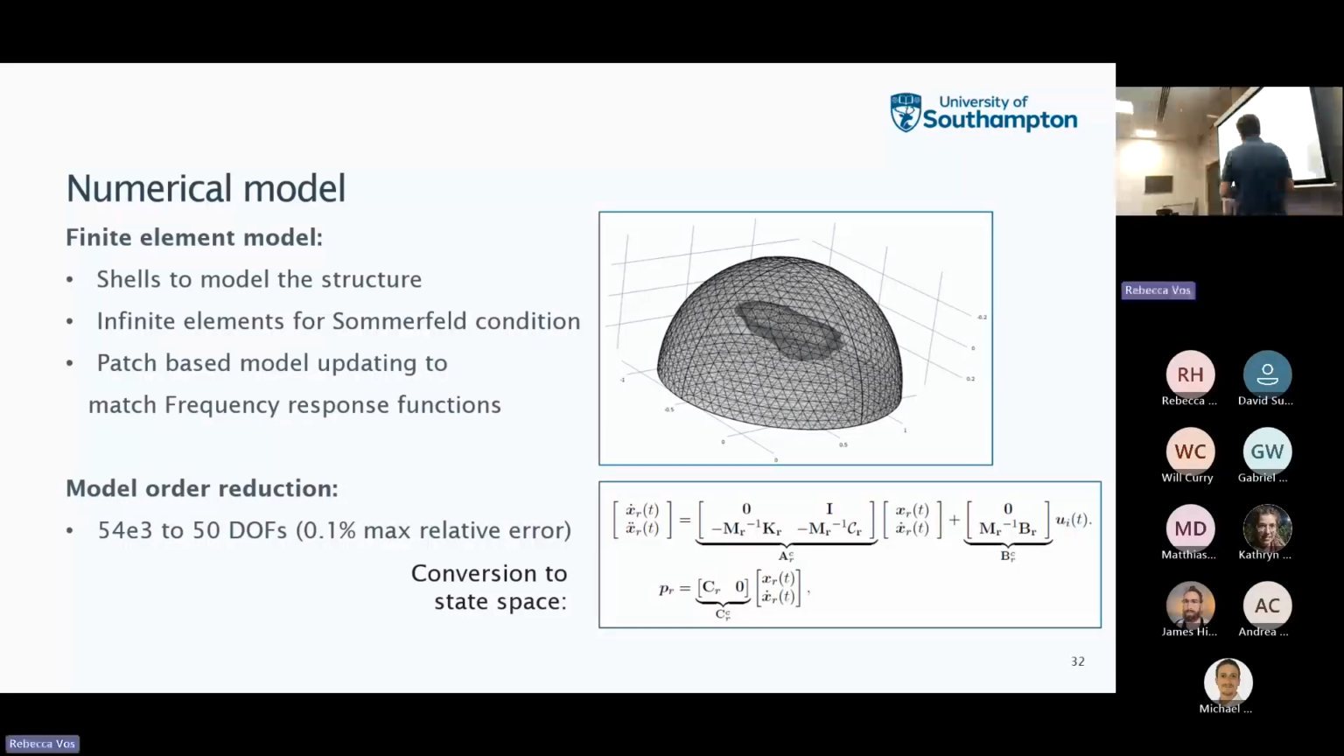So we did model order reduction on this. It was 54,000 DOFs, and we went to 50 DOFs with a very low error. And then we converted this model to state space. State space is just a way to rewrite the equations to first order ODEs in this type of shape here. And so we can use this directly in this Kalman filter.